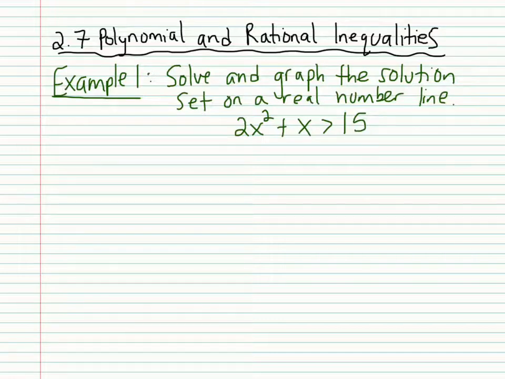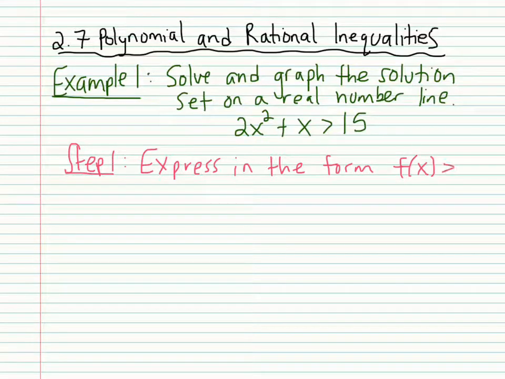And our first step asks us to express it so that it is greater than 0. So let's write that down. So for step 1, we're going to express in the form f of x is greater than 0. And you might be wondering, why did I pick greater than? Well, all you have to do is look back at the original inequality, and that'll tell you what your inequality sign should be. So if this had been a less than sign, this would also be a less than sign. So that's where that's coming from.